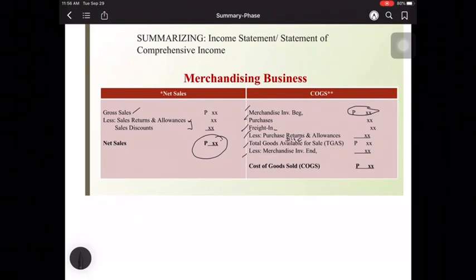You have there your purchase returns and allowances. This time, from the point of view of the business, who is the buyer, when the business returns inventories which it considers defective, it shall reduce the amount of the merchandise inventory, and therefore we have your purchase returns and allowances. If we were given discounts on the inventories that we purchase, it shall also reduce the amount of our merchandise inventory.